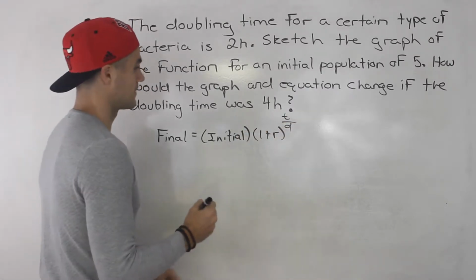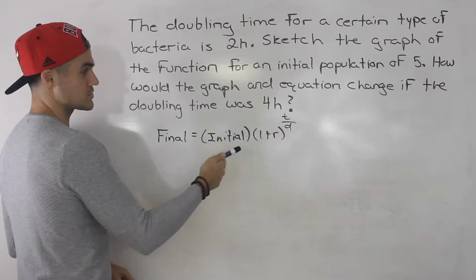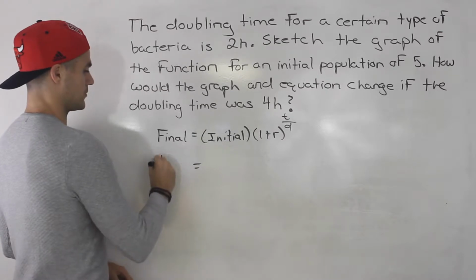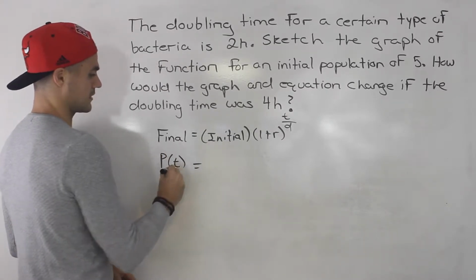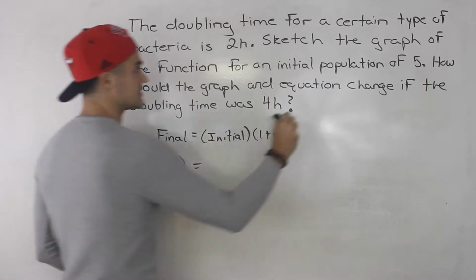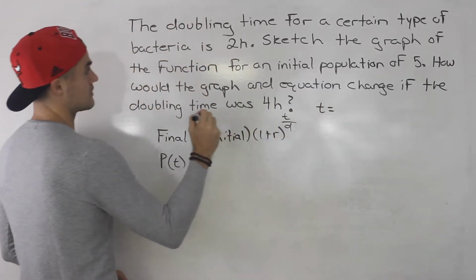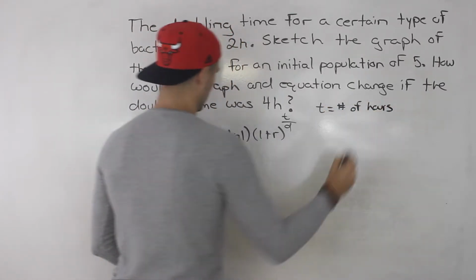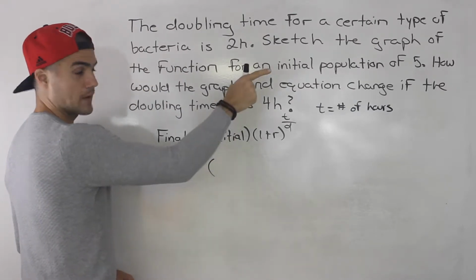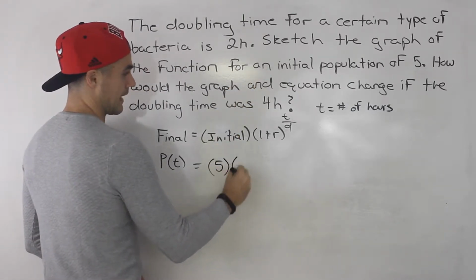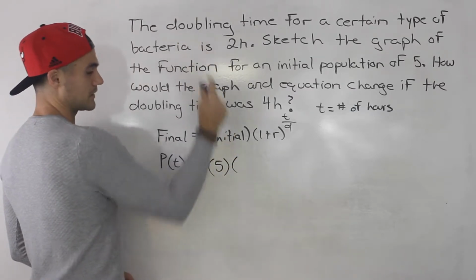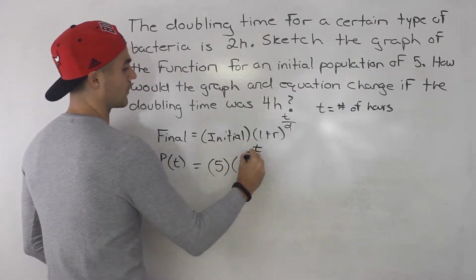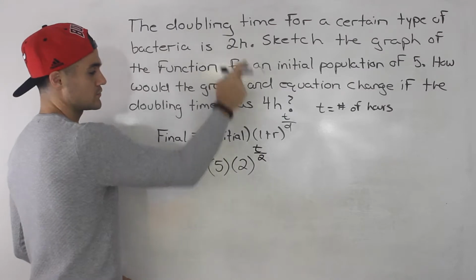So we could just put a t there. But in this case, we have a doubling time of 2 hours. So we know that the exponent is going to have a denominator. So let's say the population of this bacteria as a function of t, let's say t is the number of hours. So it's going to be the initial amount. The initial amount we're told is 5. And then it's doubling, right? It's a doubling time that we're given. So we know that this base is going to be 2. And it's going to be t over 2, which is that doubling time there of 2 hours, right?